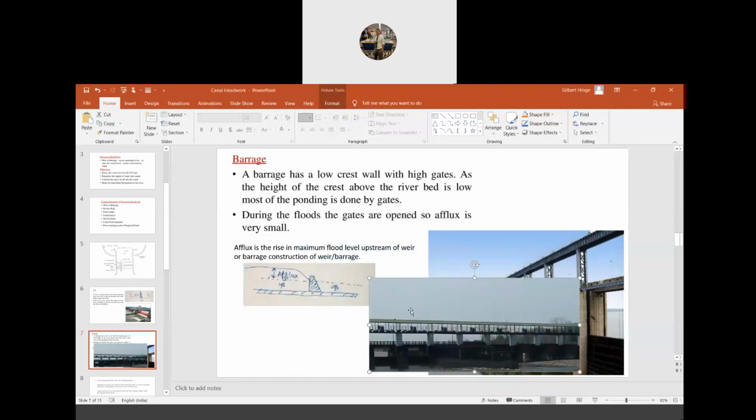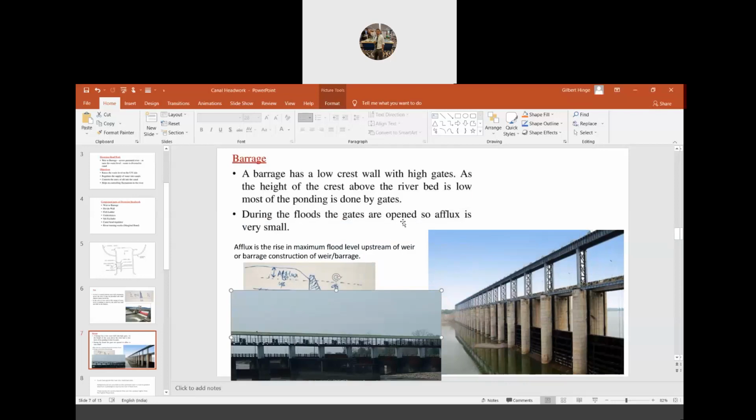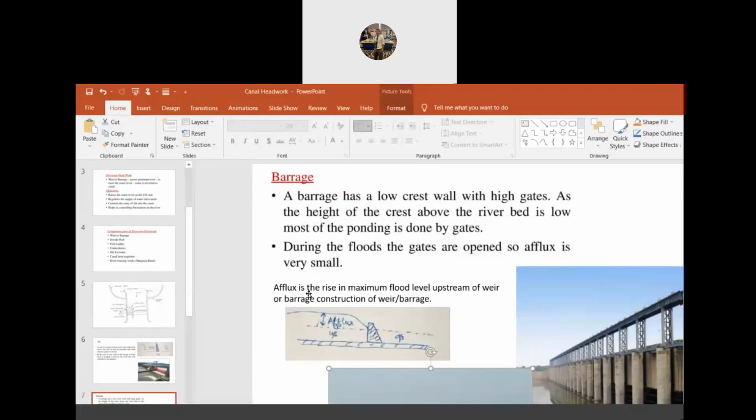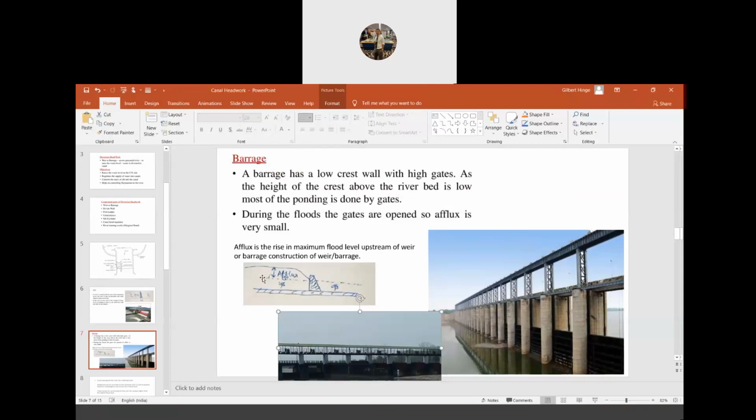Another thing is that during the flood the gates are open, so the afflux is very small. What is afflux basically? Say this is the initial level of the river, the initial level of the water. However, because of the construction of the weir or the barrage, at the upstream end the flood level has risen up, right? This amount of water that has risen because of the construction of the weir or barrage at the upstream end, this rise of water is called afflux.